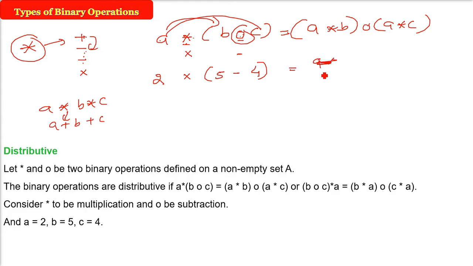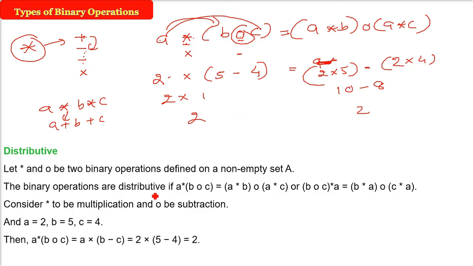So 2 into 5, operation is what? Inside negative, and then we have 2 into 4, 2 multiplication of 4. So 2 cross 5 minus 4, 5 minus 4 is 1, so 2 into 1 is what? It is going to give you 2. What is here? 5 into 2 is 10, minus 4 to 8, so 2. So the distributive property is also holding here.